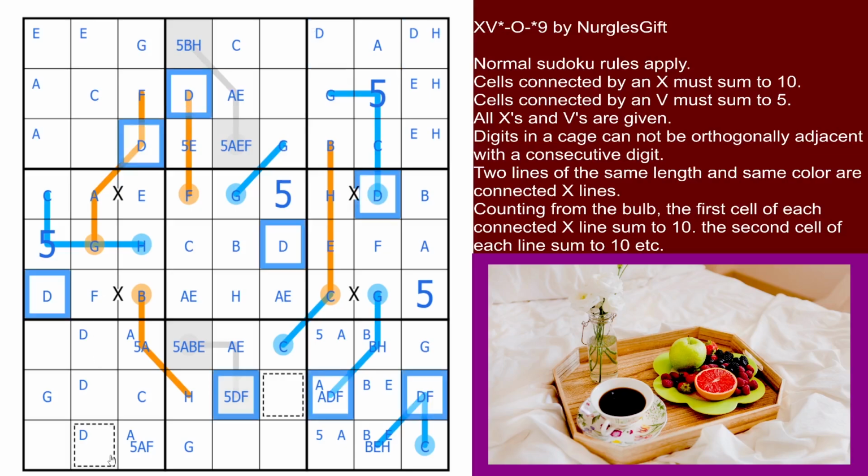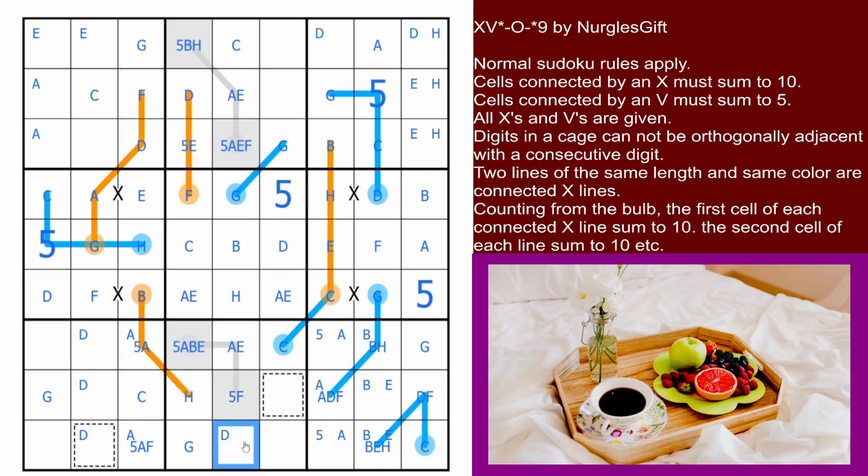D is already here. D has to be somewhere here, right? H is looking at that, right? So that cannot be D. That has to be D. So that cannot be D now, right? D is not here, D is not here. Okay, that's all D's we can get.